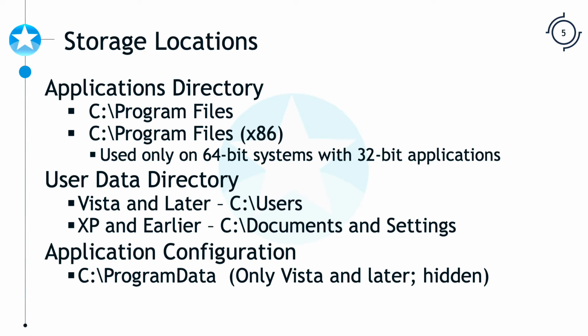Our applications are in C:\Program Files. If you have a 64-bit system with 32-bit applications, the directory containing those applications will be C:\Program Files (x86). The x86, of course, is wrapped in parentheses. That is exclusive to 32-bit programs on a 64-bit operating system. Your users are in C colon backslash Users. Now, if you've got an old system like XP or older, instead of Users, it's Documents and Settings. Quite rare to see any of those systems these days. Application configuration information is in C:\ProgramData.